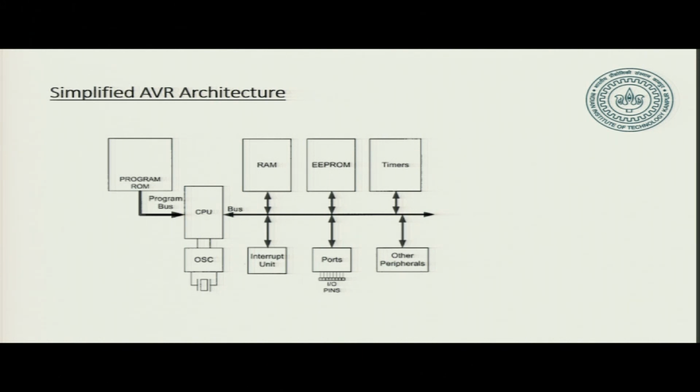Now, the simplified AVR architecture of the microcontroller is given here. We need not go into this in detail. If you are interested, you can have a look at the different parts. So, you have a CPU, and this is where the program runs. Then we have a RAM, you have EEPROM, you have timers, then there is an interrupt unit, and there are ports for input output. So, this is IO ports. Okay. This is the AVR architecture.